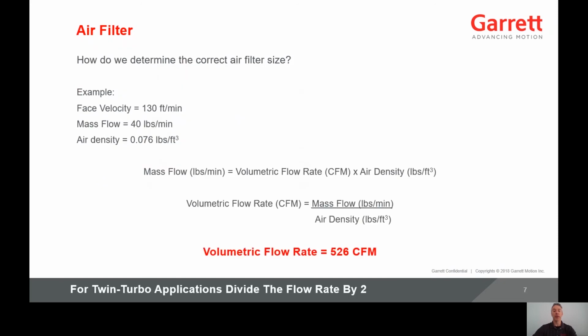How do we determine the correct air filter size? For this example, the face velocity equals 130 feet per minute, the mass flow for our 400 horsepower application is 40 pounds per minute, and air density at sea level. The formula that we're going to use: mass flow equals volumetric flow rate times air density. We want to solve for the volumetric flow rate, so this equals the mass flow divided by air density. Using the values for our example, the volumetric flow rate would equal 526 cubic feet per minute. If you have a twin turbo application, you would divide that flow rate by 2.